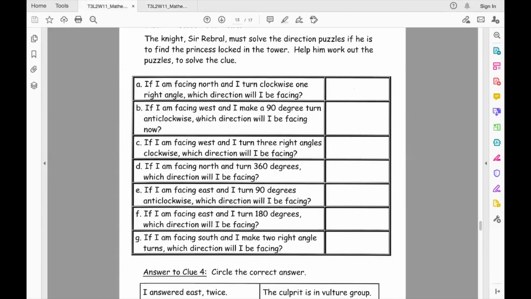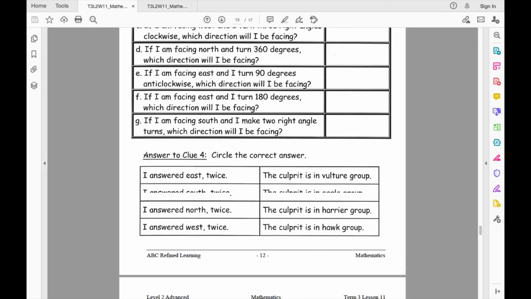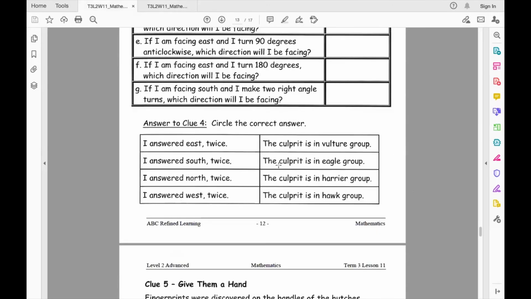Right, so I want you guys to have a try of C, D, E, F, and G. And then using those answers, you would find the answer to clue 4, where you'll circle the correct answer. So you'll find out how many times I answered east. The culprit is, if you answered east twice, the culprit is in the vulture group.